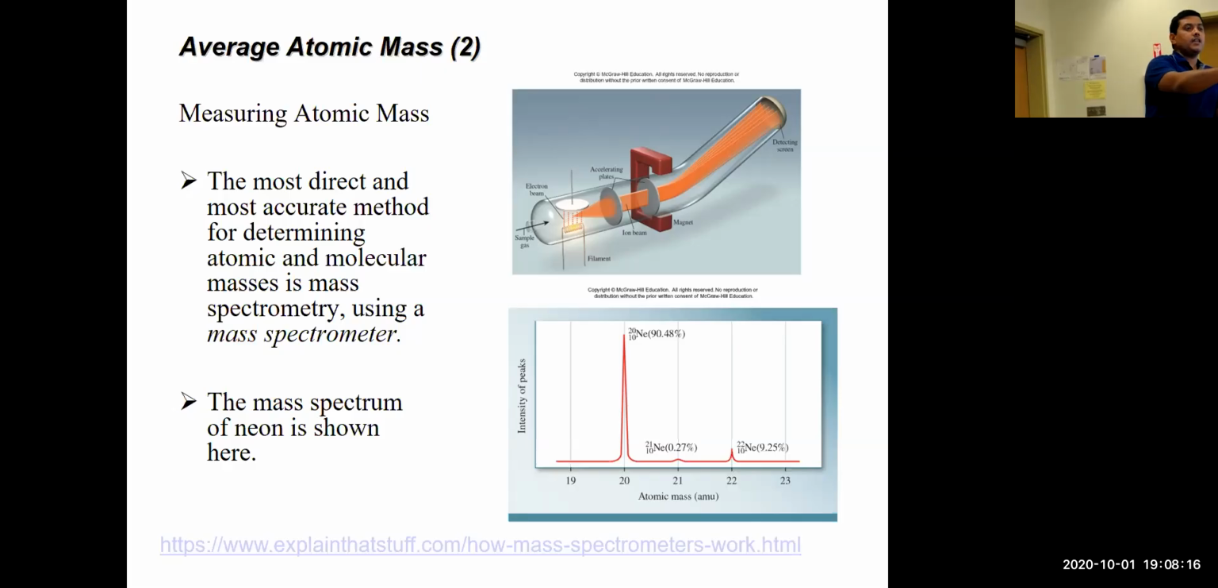For example, when we run neon in a mass spectrometer, we find that neon has not just one, but three different isotopes: neon-20, neon-21, and neon-22, which have different numbers of neutrons from one to another. They are identified in terms of their abundances with the help of the mass spectrometer. Otherwise, it would have been very difficult to identify the natural abundance percentage for each isotope. Thankfully, because of mass spectrometry, we were able to identify that without much trouble.